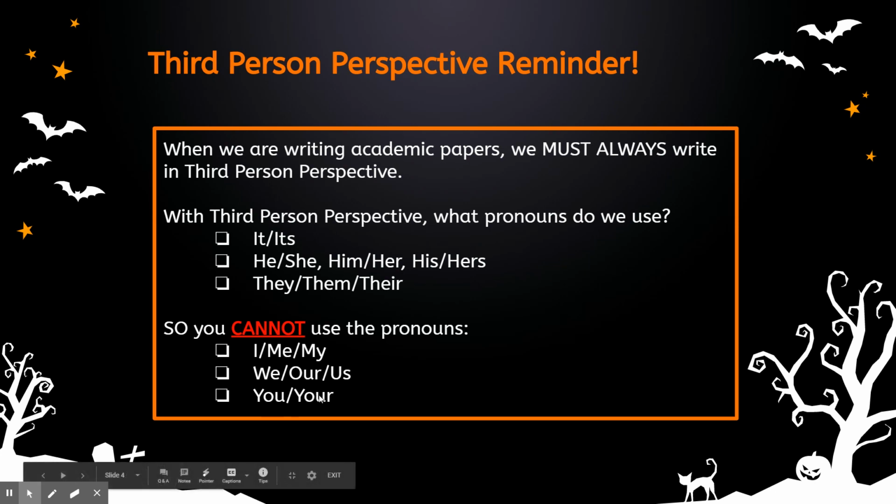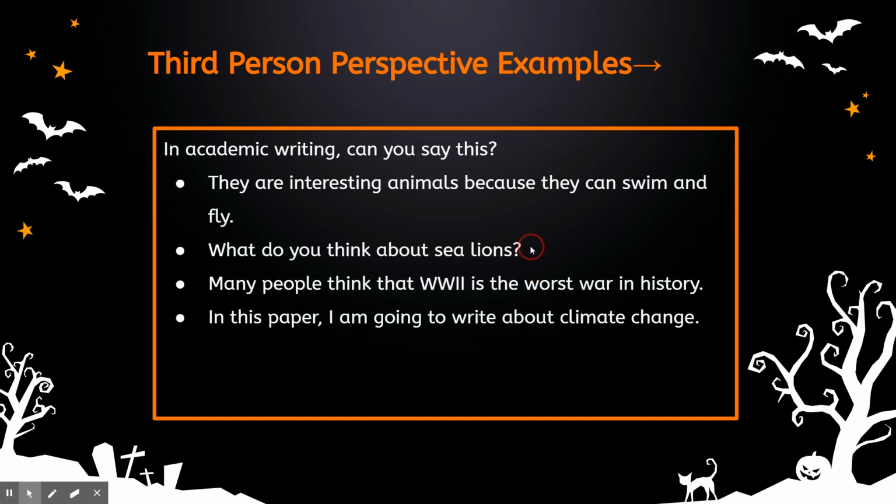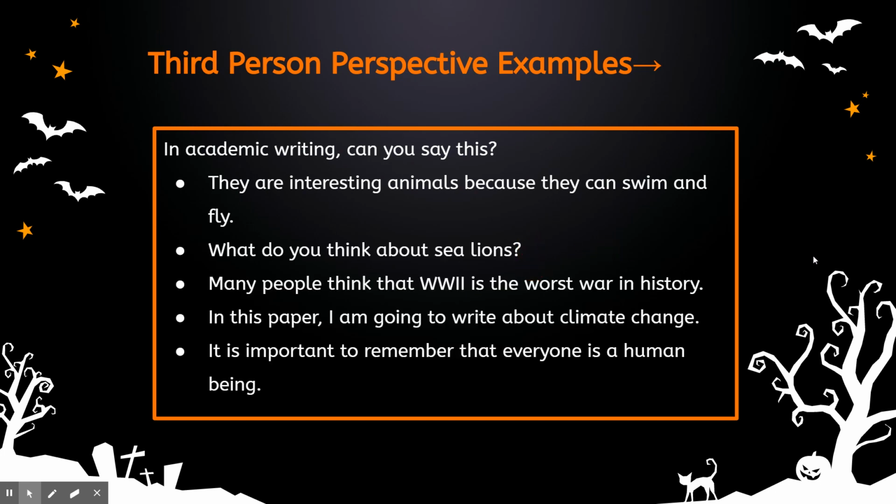So these are the pronouns you cannot use when writing an academic paper: I, me, my, we, our, us, you, or your. Those are outlawed because they are first and second person. They're not third person. And in an academic paper, you always use third person perspective.